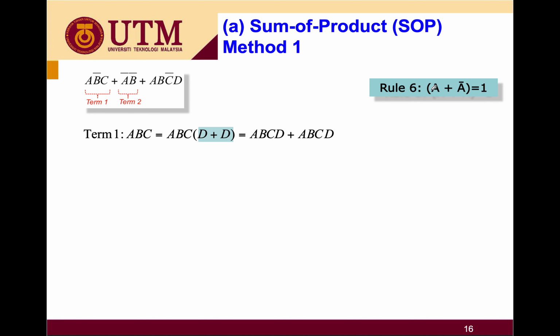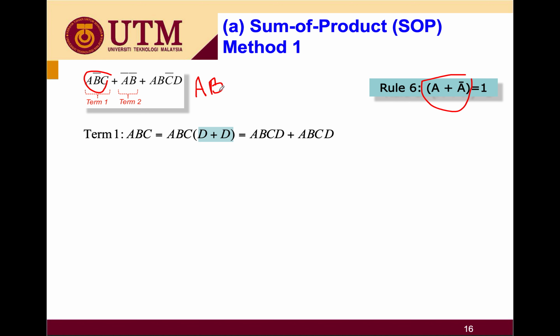Rule number 6 is A plus A bar equals 1. So if you multiply any number by 1, you still get the same value. Let's say you pick this one, A B.